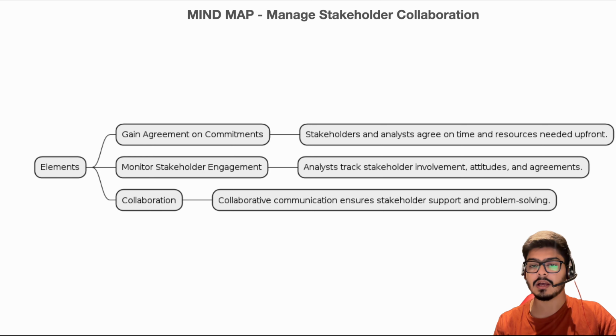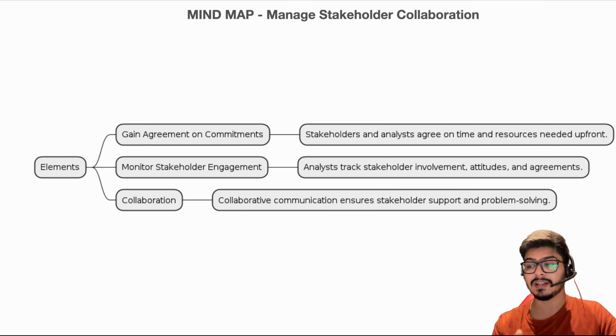Next is elements. How do you do that? You can gain agreements and commitments. How do you gain agreements and commitments? Basically, agree on the time and resources needed upfront. So stakeholders and you, the business analyst, need to have the time and resources needed upfront, because the time value here is very important.